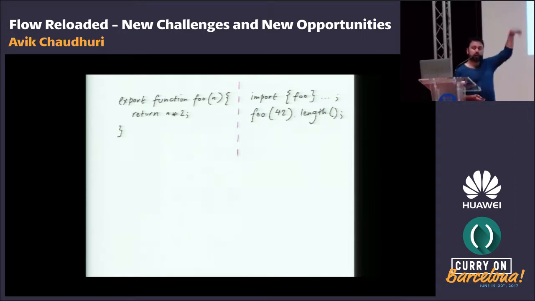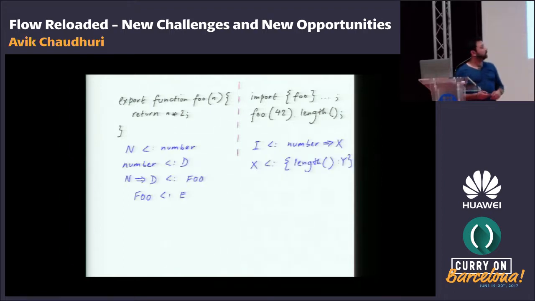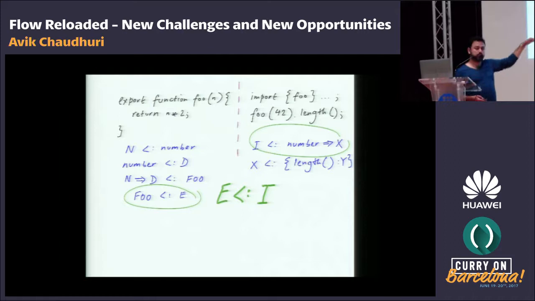So here I've shown you how I split the program that I just showed you, where the function is defined in one file and it's exported, and we import the function from a different file. And the constraints that we generate are more or less exactly the same, except that they're generated in two different files. And the way they are connected is that this foo goes to this thing called E, which describes the exports of file 1, and I describes the imports of file 2. So we add a constraint that says that E flows to I, the exports flow to the imports, and then we can do whatever we already did in the previous slide.